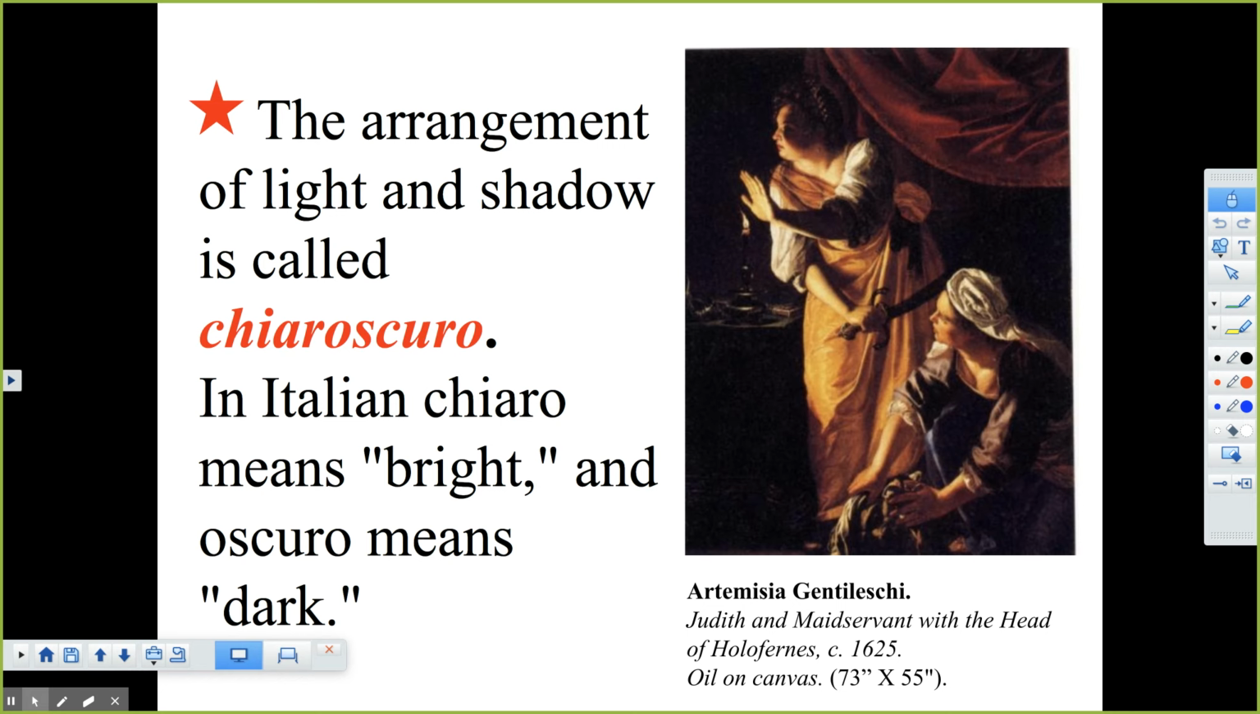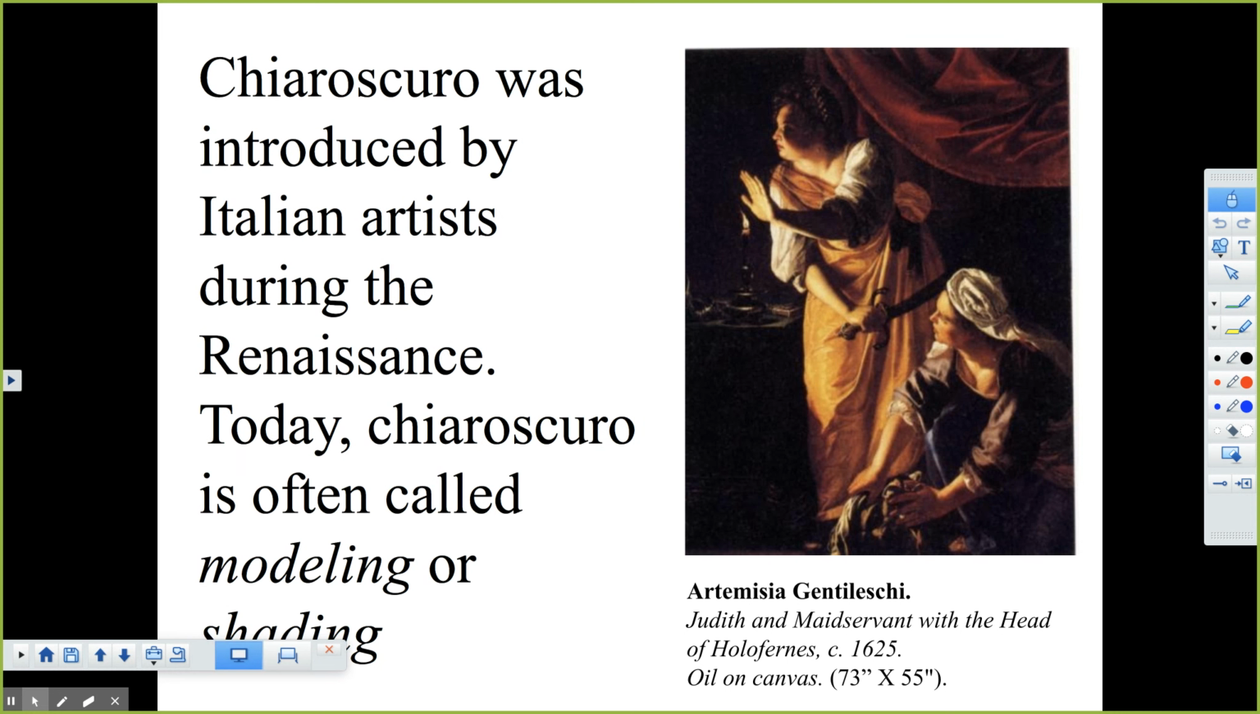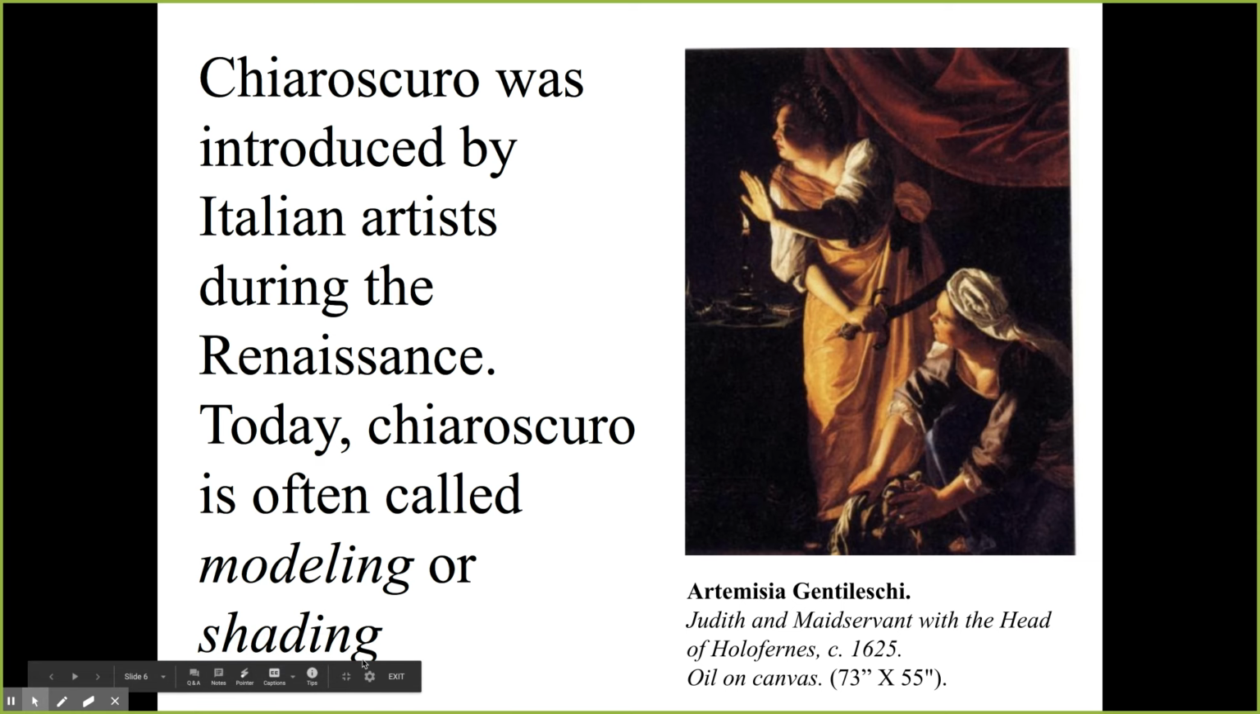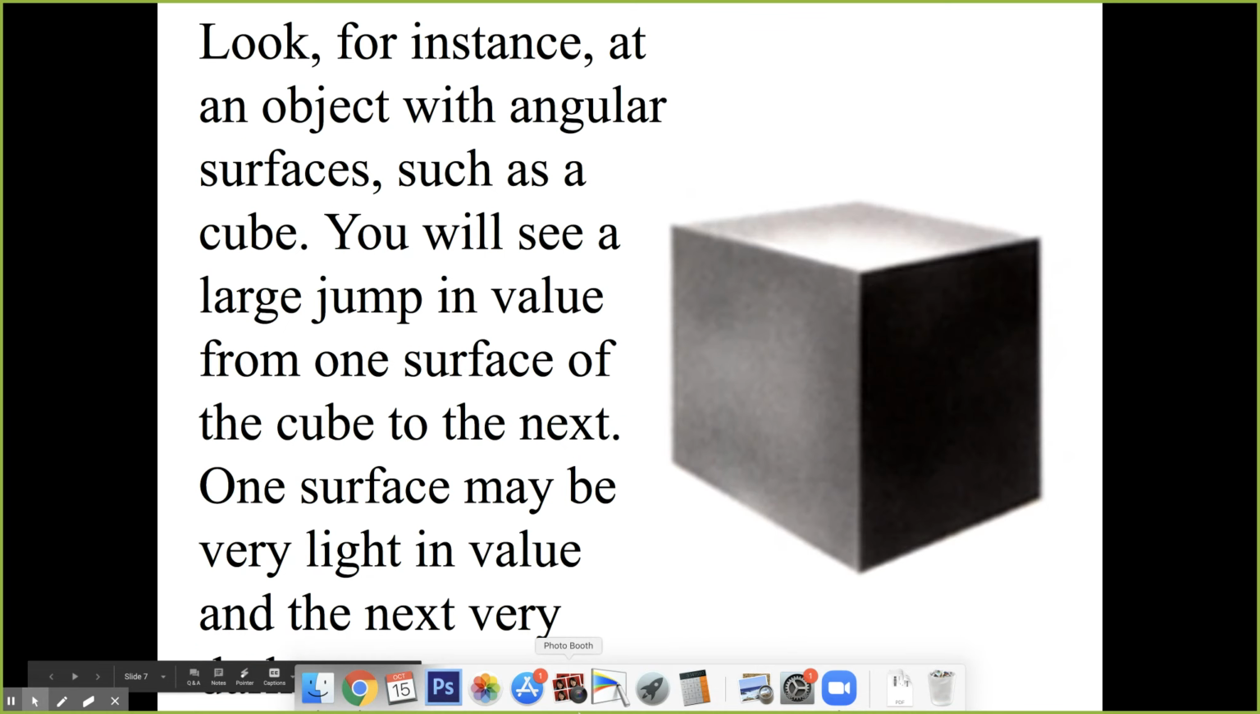The arrangement of light and shadow is called chiaroscuro. In Italian, chiaro means bright, and oscuro means dark. Chiaroscuro was introduced by Italian artists during the Renaissance. Today, chiaroscuro is often called modeling or shading. I'm going to close that so it's not in our way.